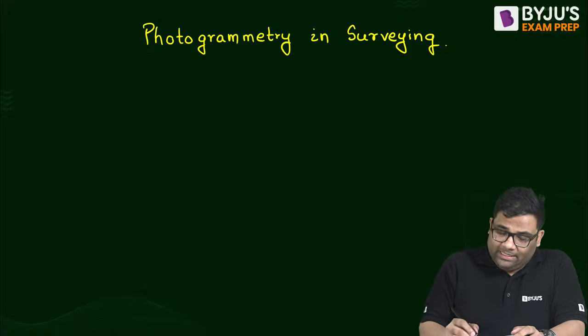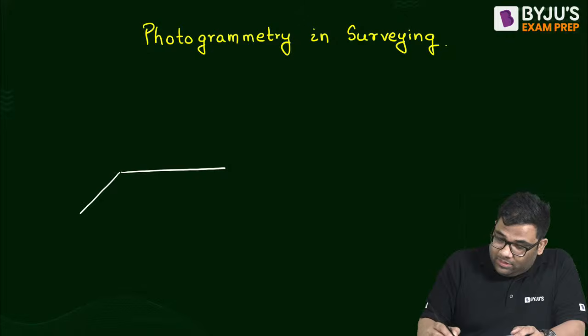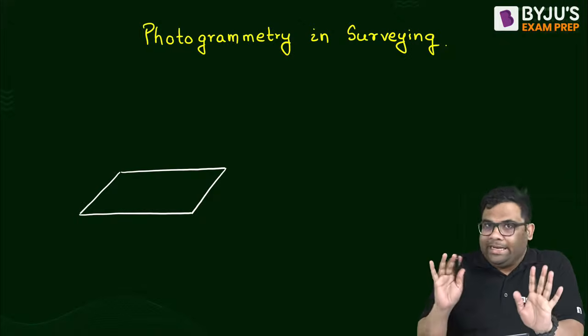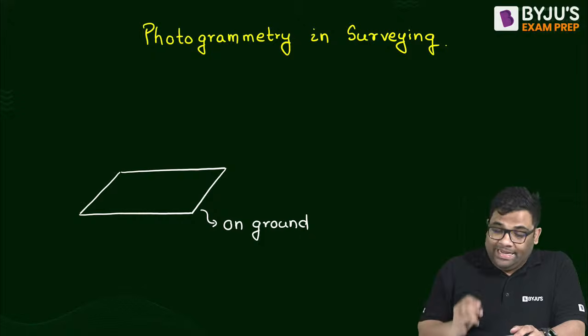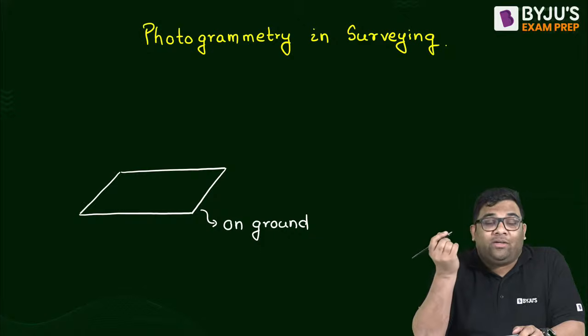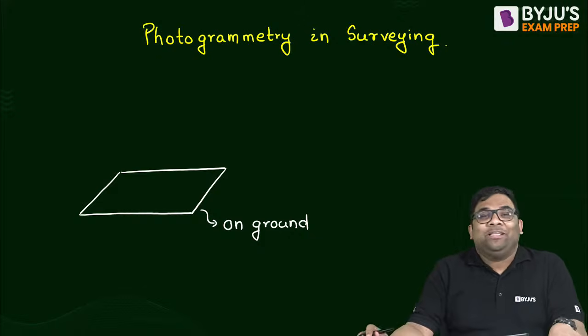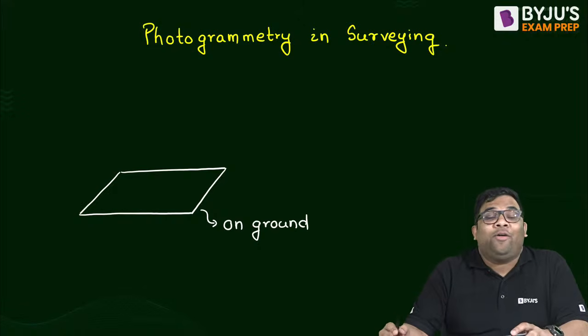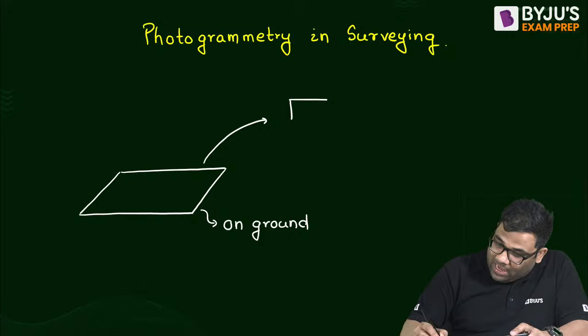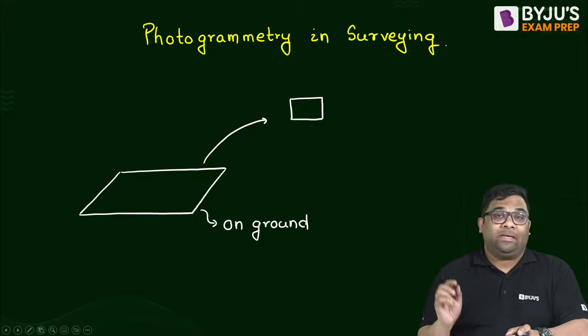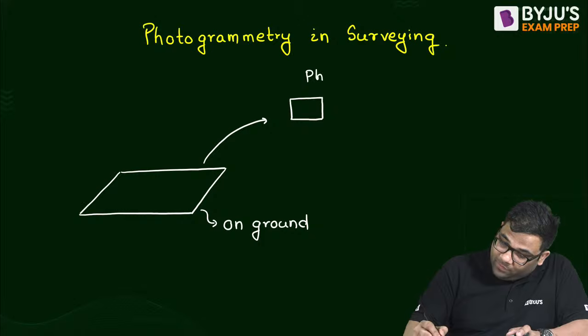In very simple language, suppose this is a vast piece of land. Suppose I am representing a rectangular area, and this is on the ground. Now what we will do is take a picture of it, or in modern language, take a pic of it, a picture or photograph. If we take a photograph of this, it will have all the features which are present on the ground. This is the photograph.